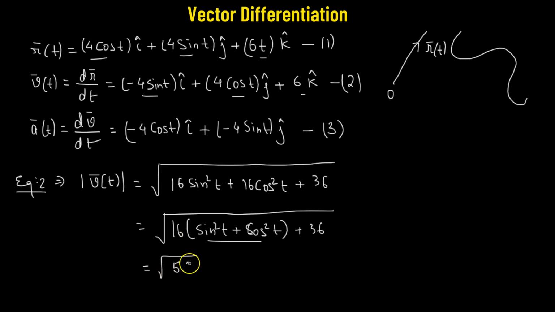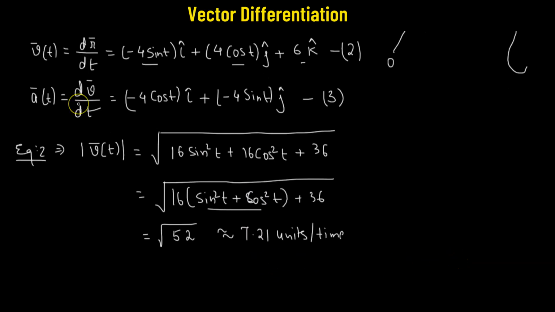This is the square root of 52, with a velocity of approximately 7.21 units per time. This could be in minutes or seconds, but here it is not specified, so this will be 7.21 units per time.